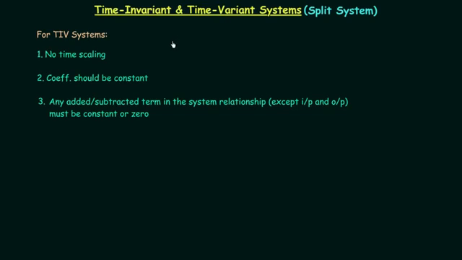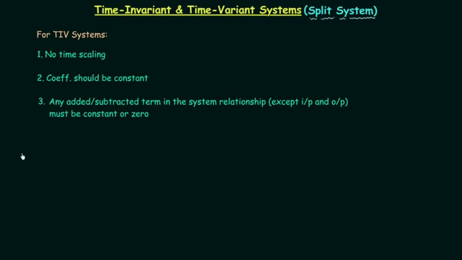We already know the process to find out if the system is time invariant or time variant by checking the three compulsory and sufficient conditions. A system is said to be time invariant if it satisfies all three conditions. In this presentation we are going to discuss what split systems are, and once we understand split systems, we will find out if they are time invariant or time variant.